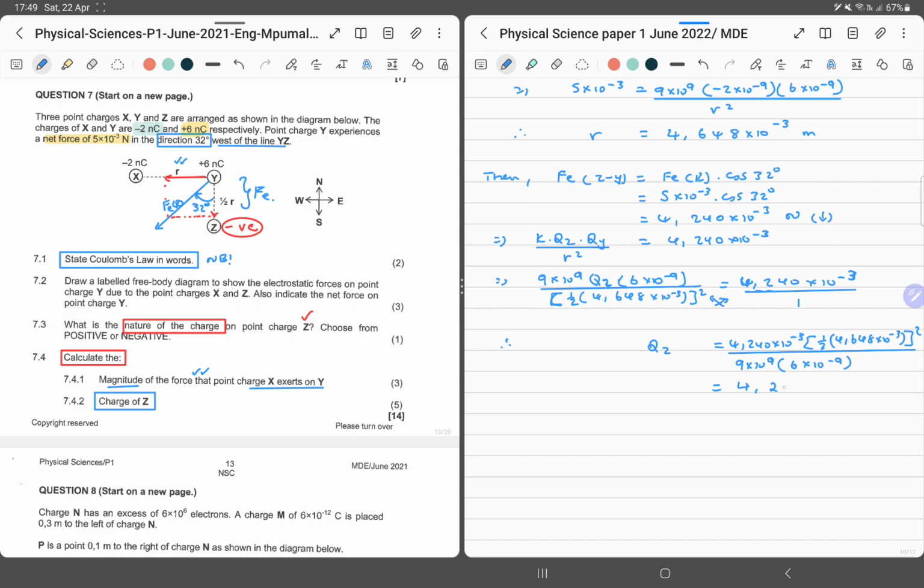Now to 2 decimal places, this is 24 times 10 to the minus 10 coulombs. Okay, now it makes me a bit worried that this answer may be wrong, because I was expecting a nanocoulomb, but now I'm getting to the minus 10. Okay, but either way, let's leave it.